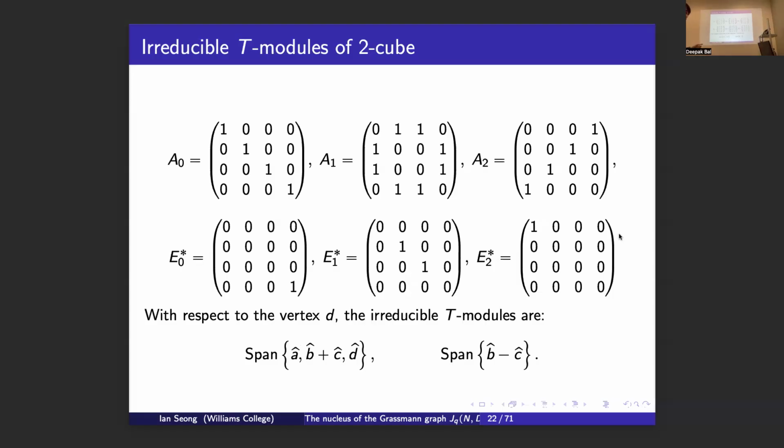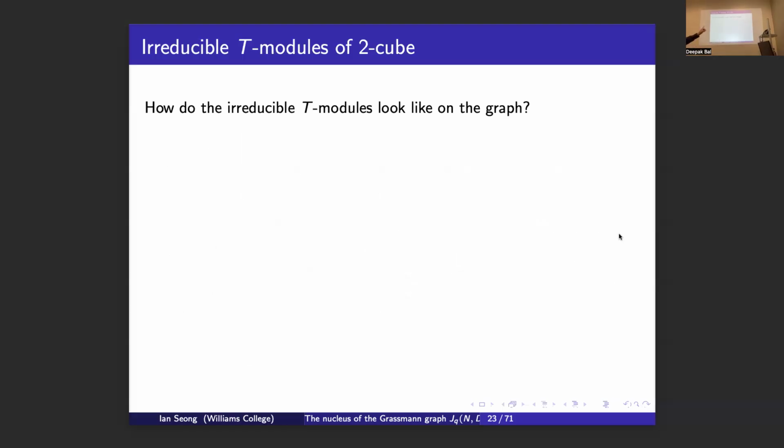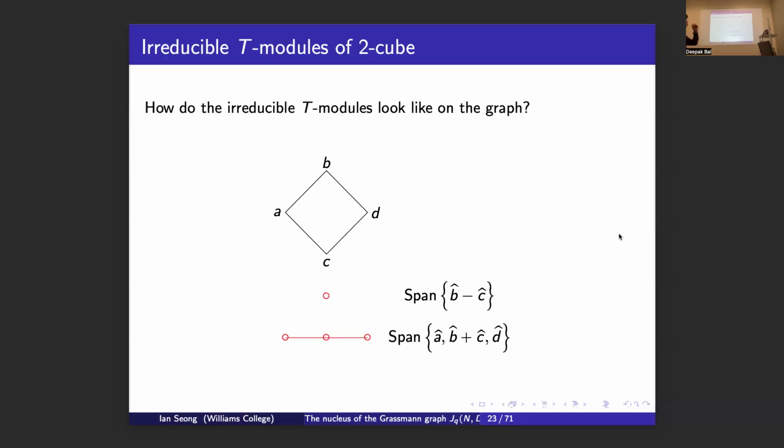So what I'm going to do instead is, on the graph, locate where these participating vectors are located. So for instance, this is what it's going to look like. We have a span of B hat minus C hat, so we're going to put a red dot at the location of B and C. And then for this other irreducible module, span of A hat, B hat plus C hat, and D hat, we notice that all four vertices, A, B, C, and D, are involved. So we're going to put red dots on the location of A, B, C, and D, and then we're just going to connect them with a red line.